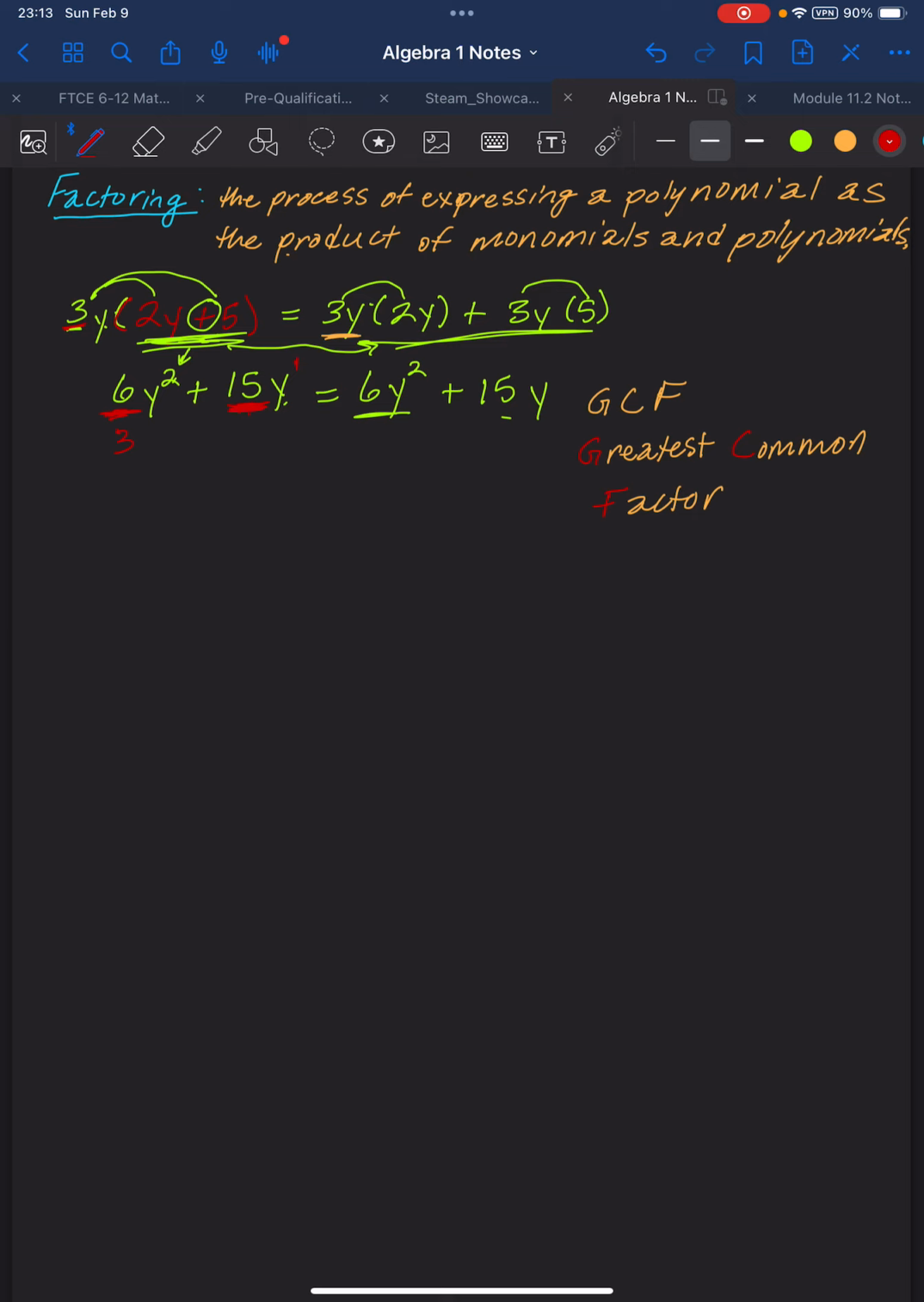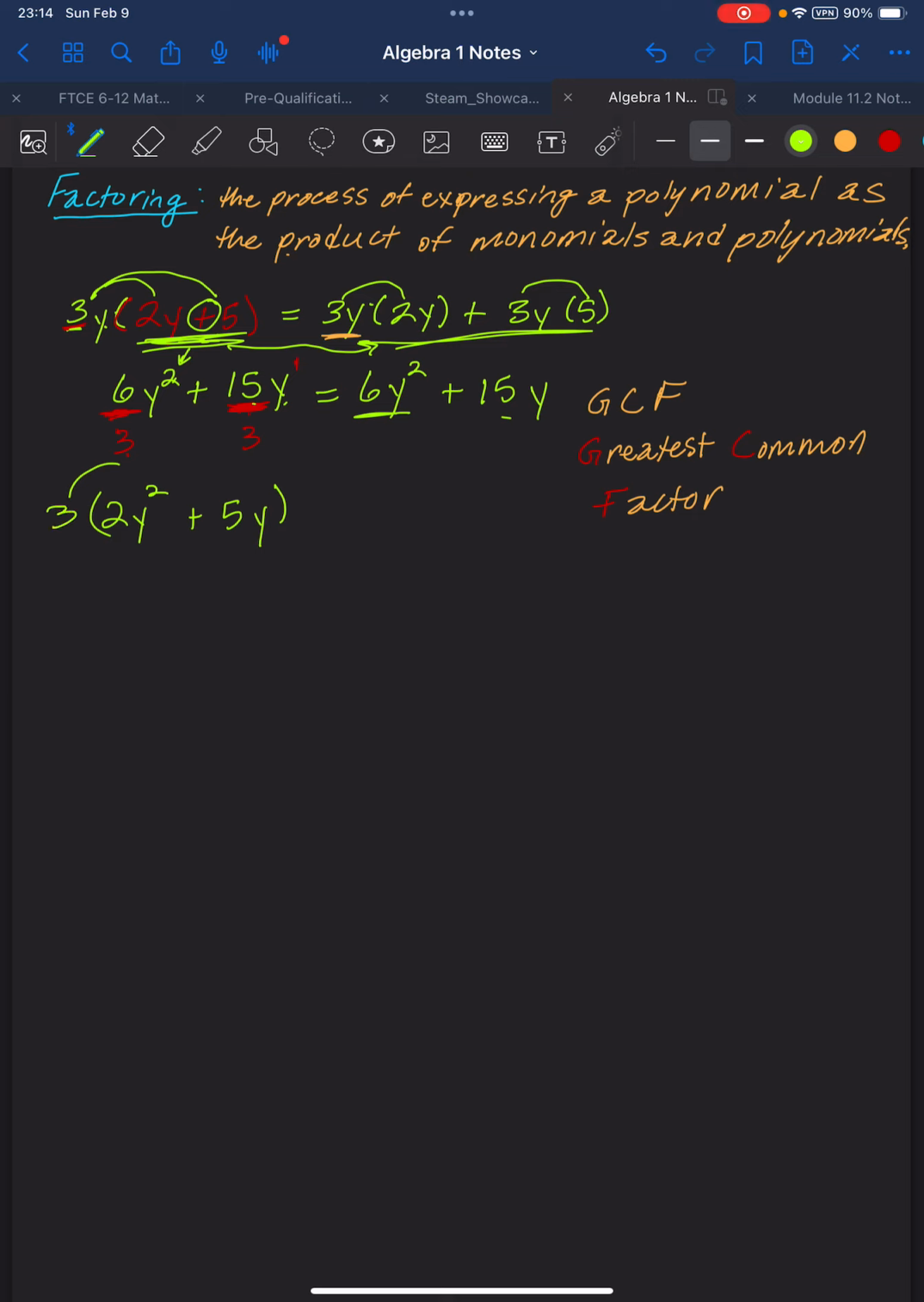If I divide my 6 by 3 and my 15 by 3, well, guess what? I can factor out, and I would have left over 2y, and I would have left over a 5y. So because we divided both these terms by 3, technically I factored out a 3.